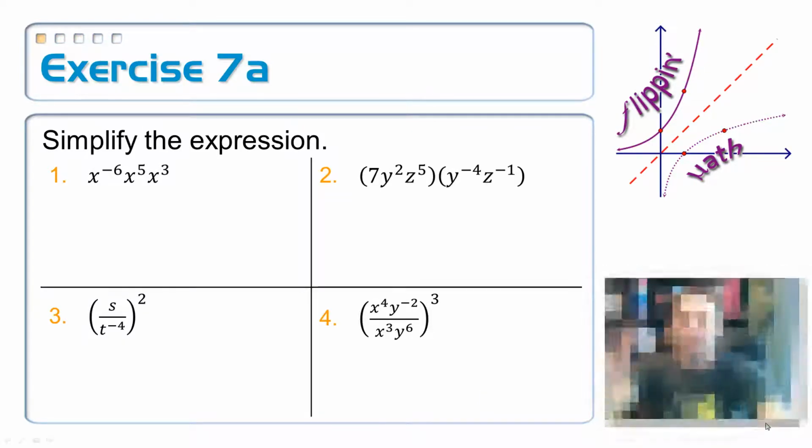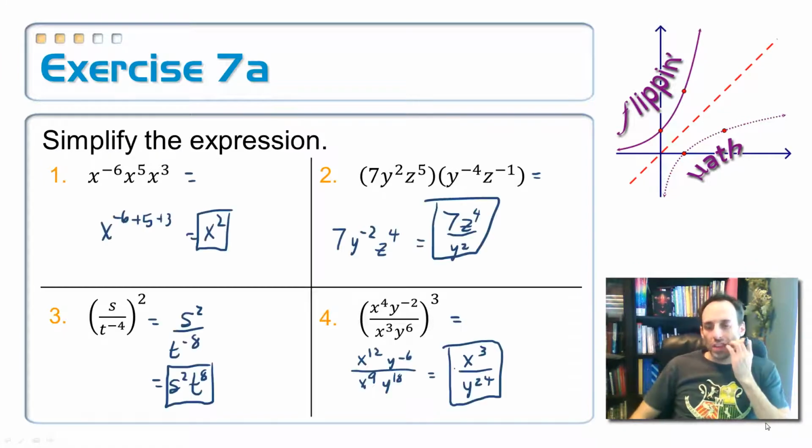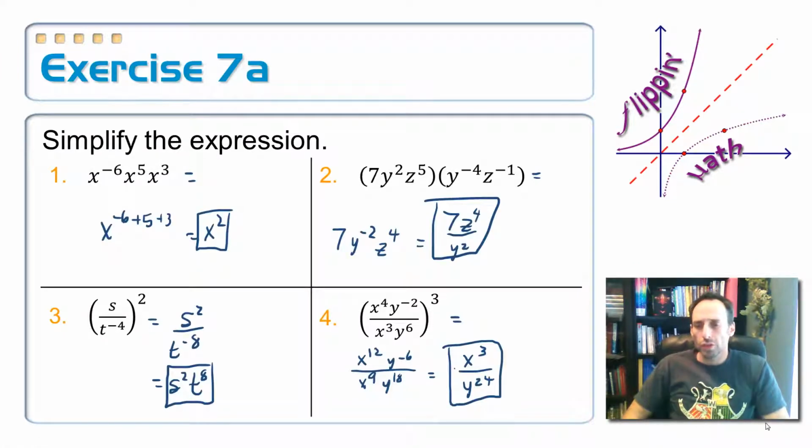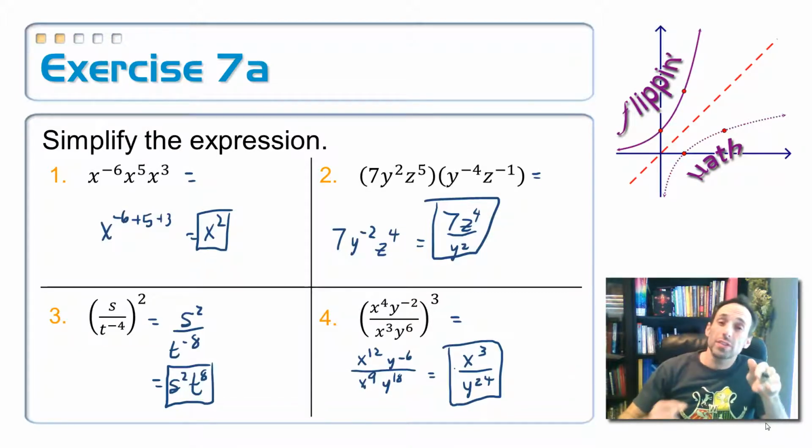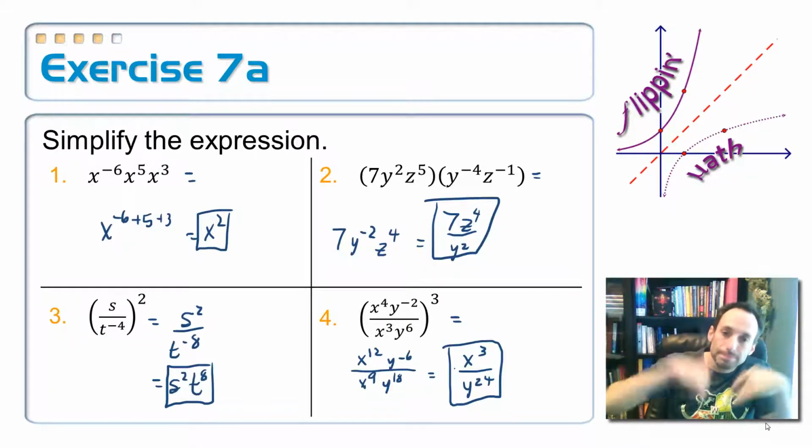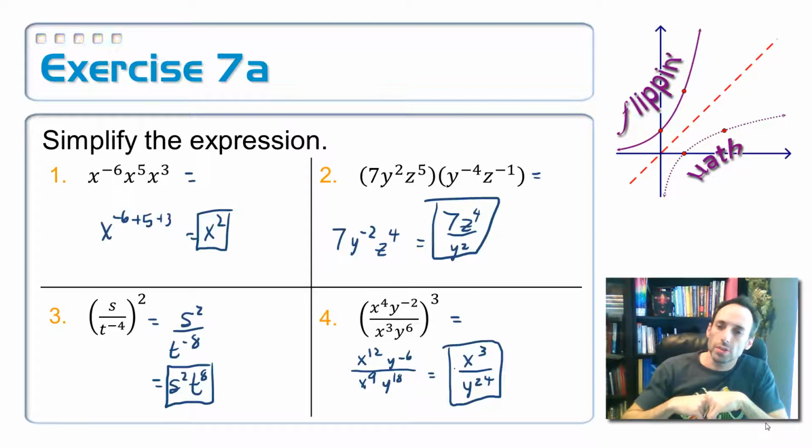Pause the video. Alright, check your work here. On the first one, same base, add up all your exponents, you get x squared. On number 2, anything that has the same base, when we multiply them, we're going to add up our exponents. I did have a y to the negative 2nd power whenever I simplified that, so I need to bring that down to the bottom there to keep it positive.